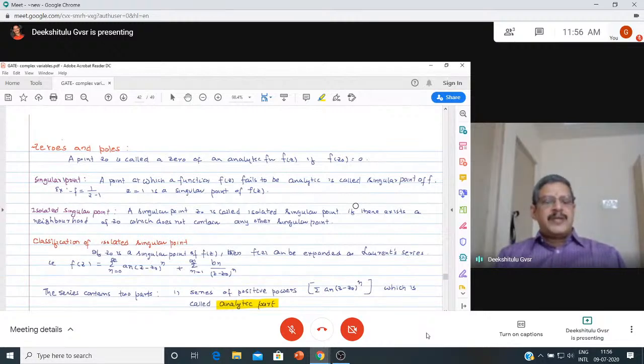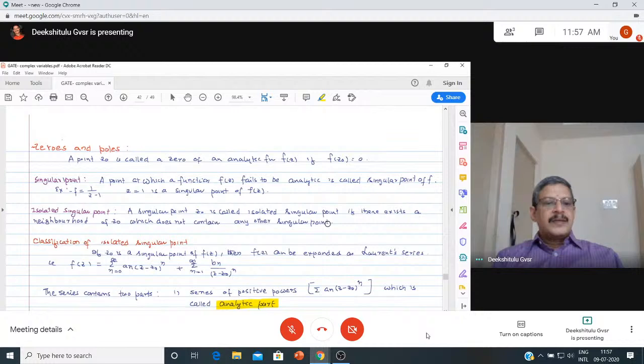Say, for example, f(z) = 1/(z − 1). At z = 1, the function is not defined, so that is a singular point. An isolated singular point is a singular point satisfying some property. What is the property? A singular point z0 is called an isolated singular point if there exists no other singular point in a neighborhood of that z0. So if there is no other singular point in the neighborhood of the z0 point, it is isolated. That is called an isolated singular point.